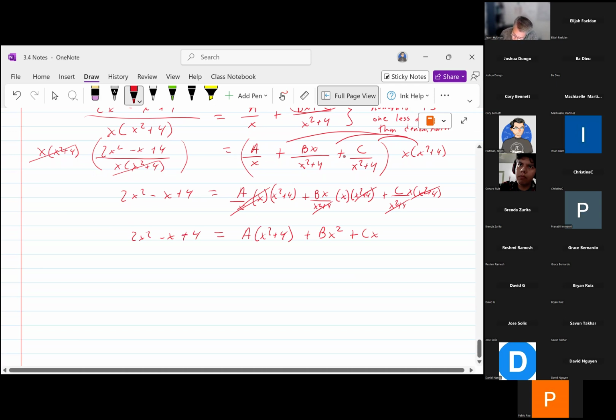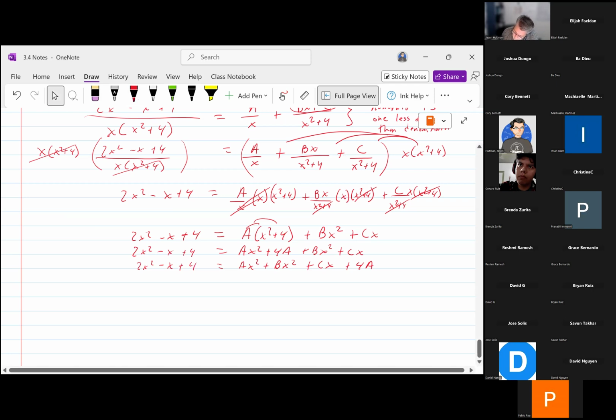Interesting. Okay, so now let's group these term by term, the powers of x. Let's distribute the a. So this is ax squared plus 4a plus bx squared plus cx. And that's about it, right? So let's put the ax squared plus the bx squared together, plus the cx plus the 4a. That's 2x squared minus x plus 4.